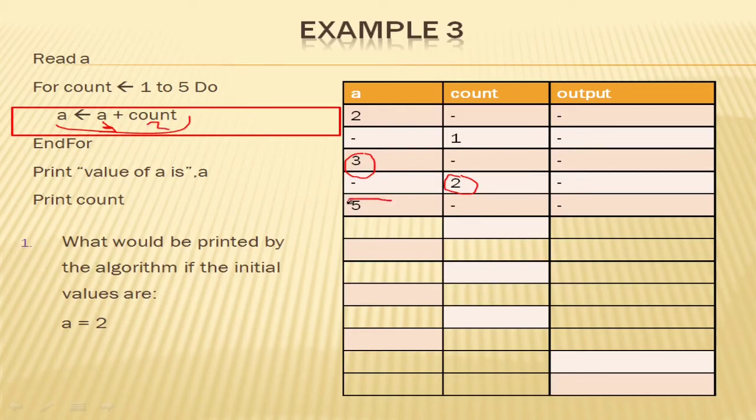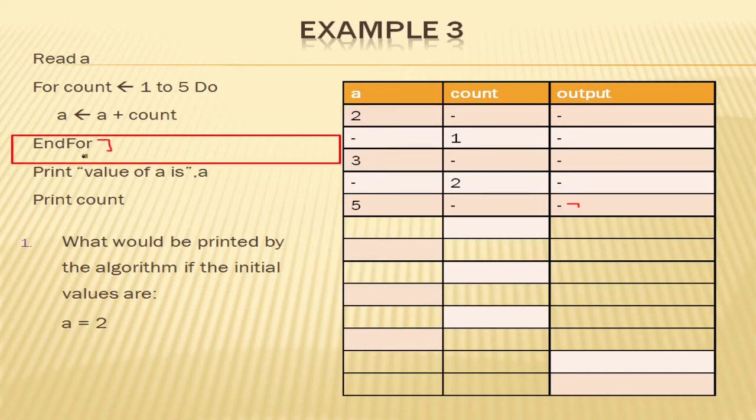So hence why we have 5 here, right? And there is no value of a count, so we put a dash. No value of a output, so we put a dash. And we're then going to move to the next line, which in this case is the end for, right? Then because this is a for loop, and we're moving from 1 to 5, and we're just at step 2, it means that we need to go back to the beginning of the for loop.